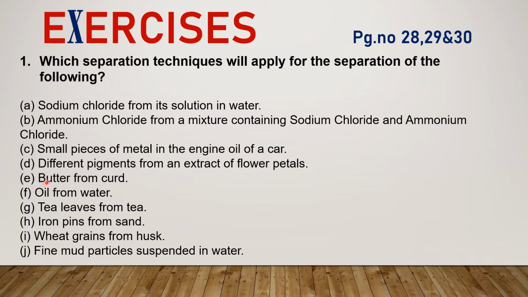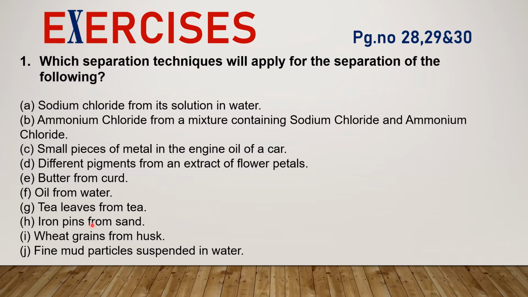Next, E, butter from curd. Butter from curd, we can apply centrifugation method. So E, answer is centrifugation. And F, oil from water. That is not immiscible things, oil and water. So we can use a separating funnel. And G is tea leaves from tea. Tea leaves from tea. And that answer is filtration.